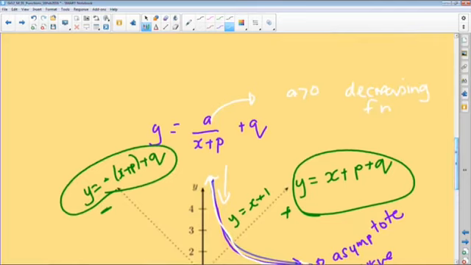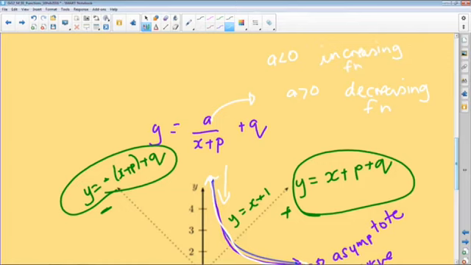So you can imagine, for an increasing function, it's the opposite. If a is less than naught, we have an increasing function. In other words, as x increases, the y values increase as well.